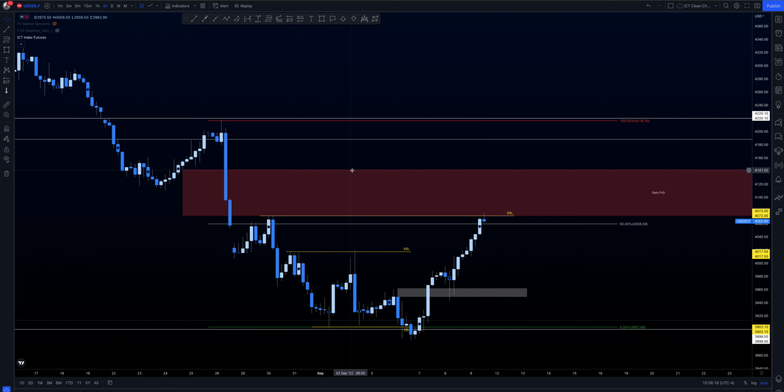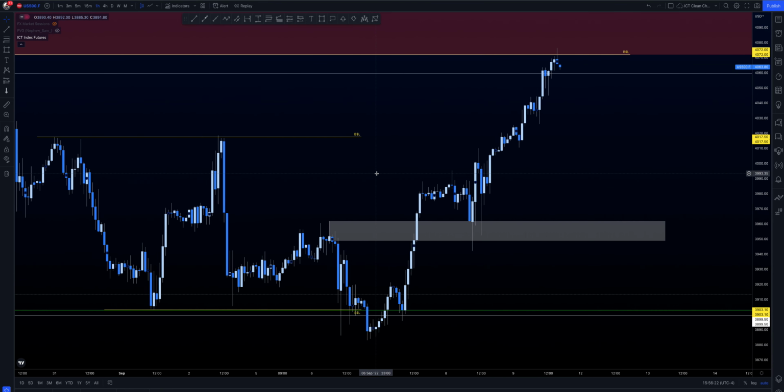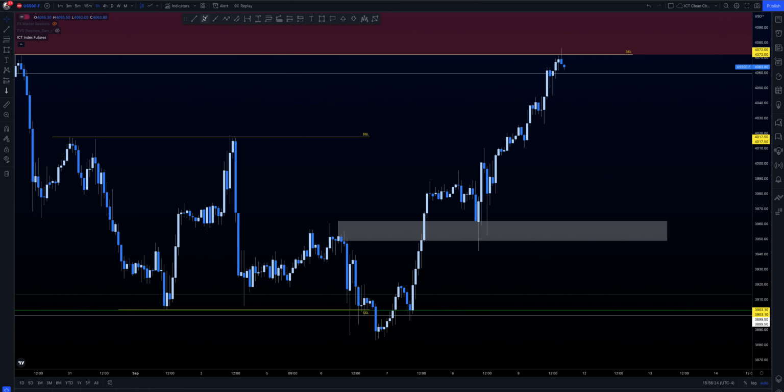However, what we could have done is we could have looked on the 1-hour time frame, and this is very slight, so I don't know if we'd have had the confidence, but we've actually got this here. So this is your shift in market structure on the 1-hour time frame. We've got your fair value gap here, but we've also got a nice OTE there.